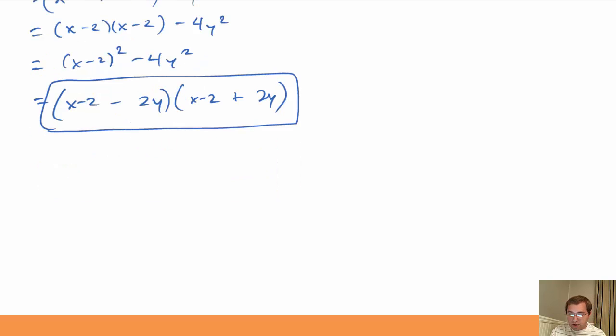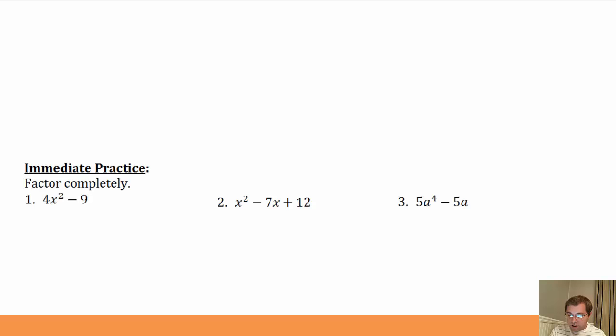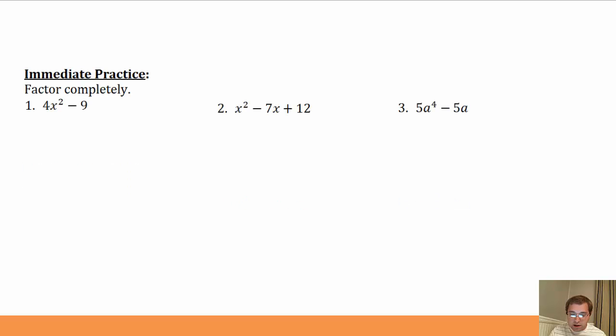So here are your immediate practice problems. Hopefully they are on the easier side of things. Factor each one completely. Number 1, 4x squared minus 9. Difference of squares. Number 2, x squared minus 7x plus 12. Look for factors of 12 that add together to give you negative 7. And number 3, 5a to the 4th minus 5a. Factor out the 5a, then you'll have a difference of cubes. And that is the end of sections 4.5 and 4.6.